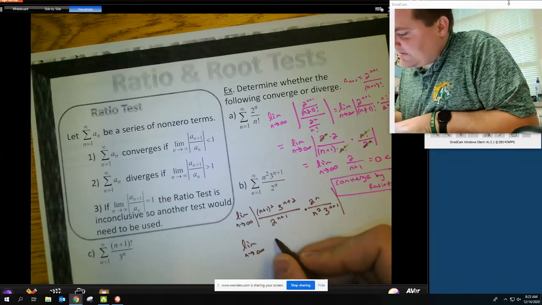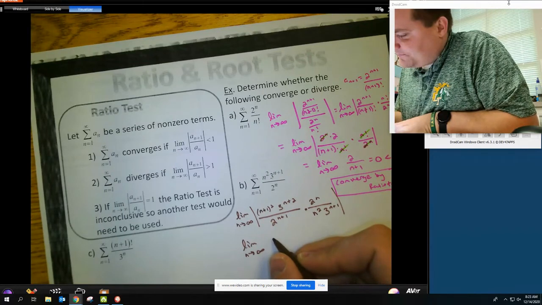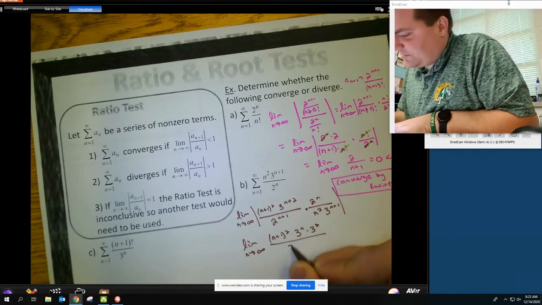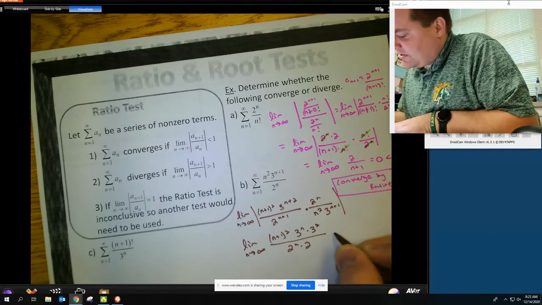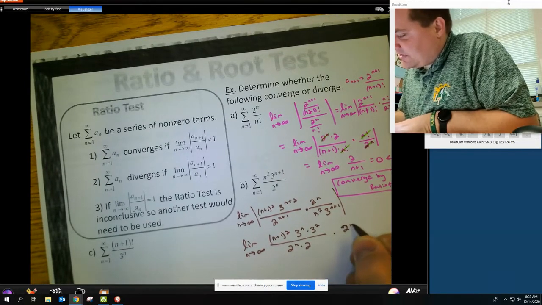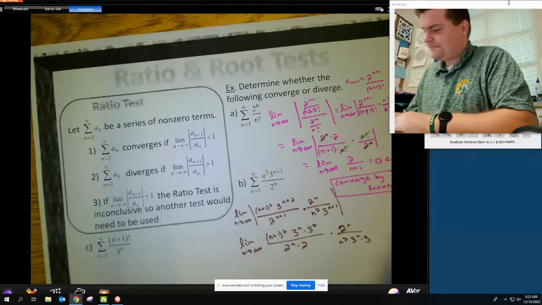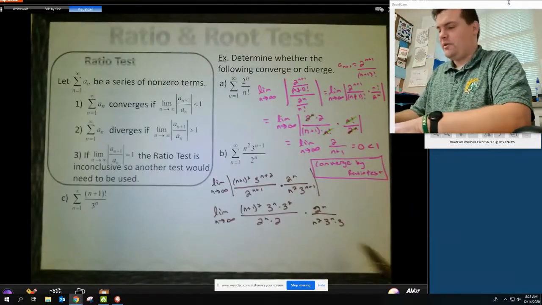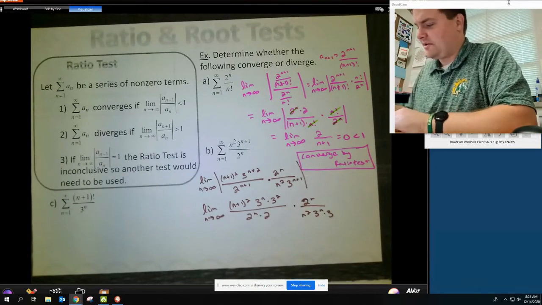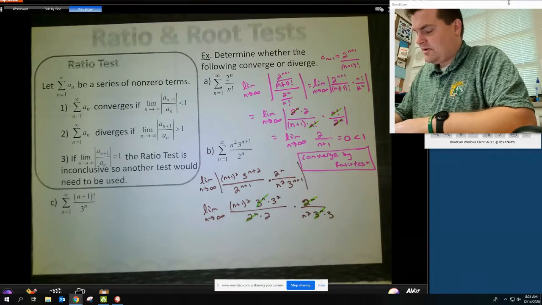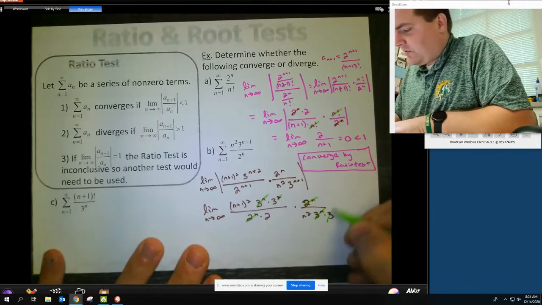Yeah, so I'm going to get (n+1)^2 * 3^n * 3^2 all over 2^n * 2 * 2^n on top, n^2 * 3^n * 3. That's just me rewriting out all this stuff. And let's start finding out what cancels out. That's gone, that's gone, that's gone, that's gone. That square is going to take away that 3.